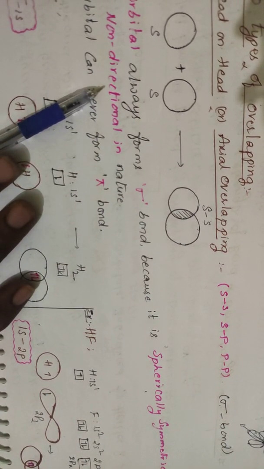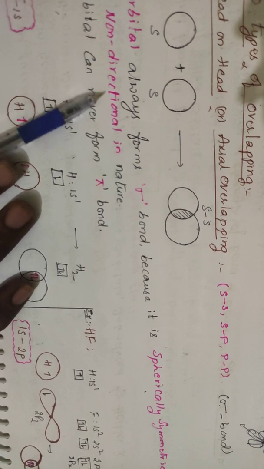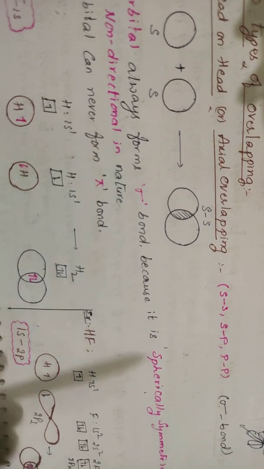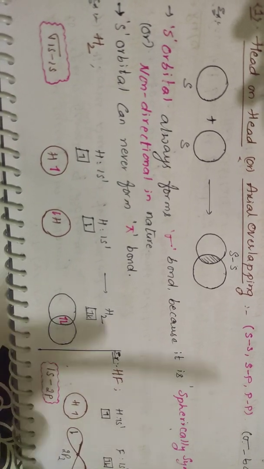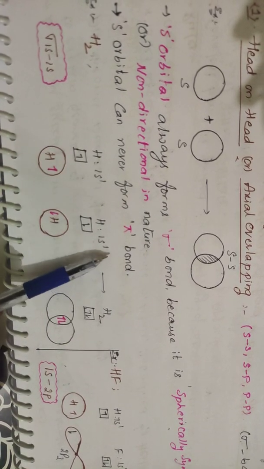And as it is spherically symmetric, it is non-directional in nature. It doesn't have any particular direction, so it doesn't form any pi bond. The s orbital can never form a pi bond, whatever I have said.